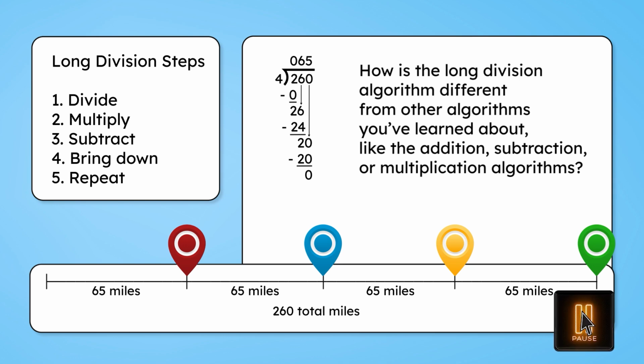The long division algorithm is similar to the other algorithms we've learned, except now we're working from left to right, or from the biggest place value to the smallest place value. I wonder what we'll see when we get to Dinosaur National Monument.